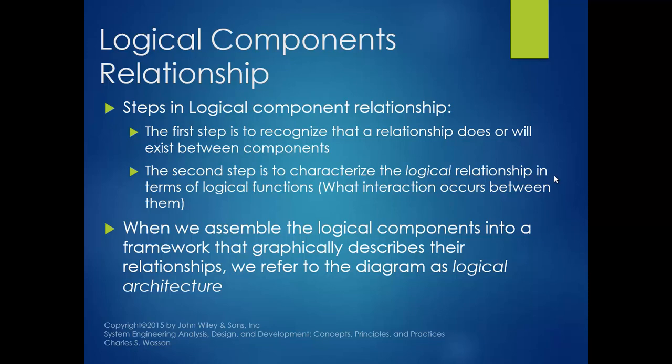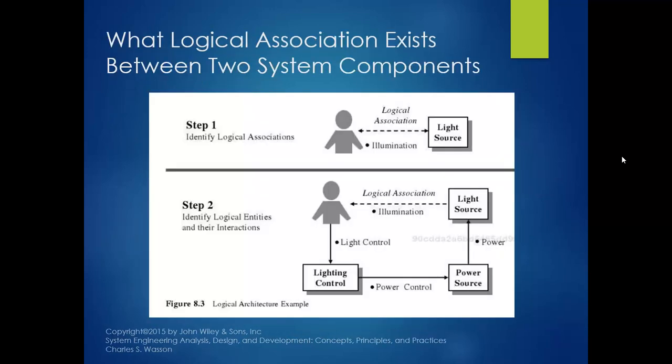When we assemble the logical components into a framework that describes their relationship, we refer to the diagram as a logical architecture. And it should look something like this. So we know that there is a logical association between the light and the person in a room. And we know that once we turn on the light we can see the person, and that's due to illumination. But what is the detailed relation between them?